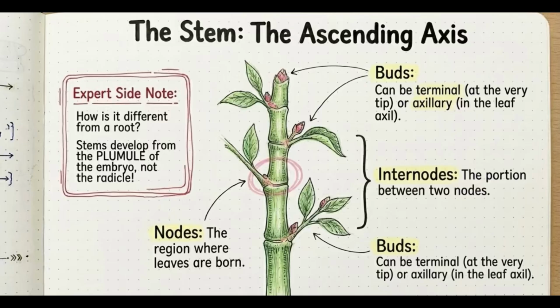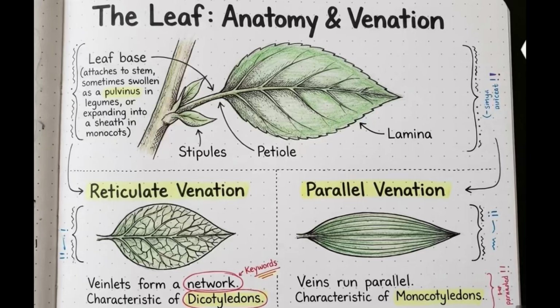So let's talk about those leaves, the solar panels of the plant. The basic anatomy is pretty elegant when you break it down. You have the leaf base, which attaches to the node. Right. Interestingly, the notes point out that in some plants like legumes, this base is swollen, acting almost like a flexible hinge. Called a pulvinus. Pulvinus, right. Or in monocots, the base can actually expand into a sheath that wraps completely around the stem. Like corn. Yeah. Then you have the petiole, which is the little stalk, and finally the lamina, the main broad blade where the photosynthesis actually happens.